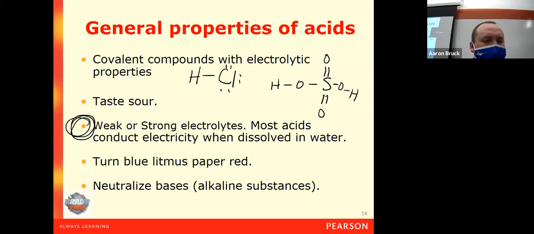Acids will also turn blue litmus paper red, and they will neutralize bases. Bases also known as alkaline substances. Alkaline just is another word for base.